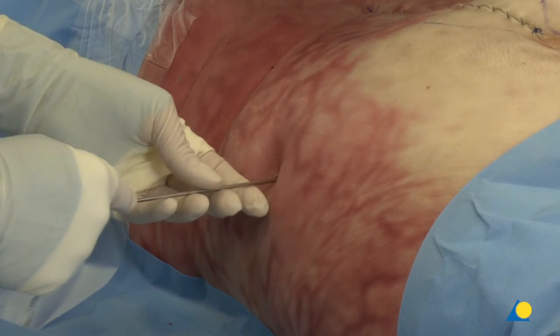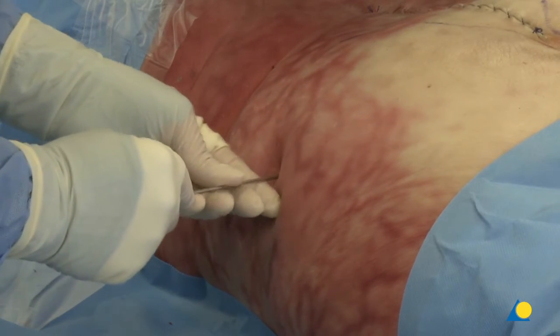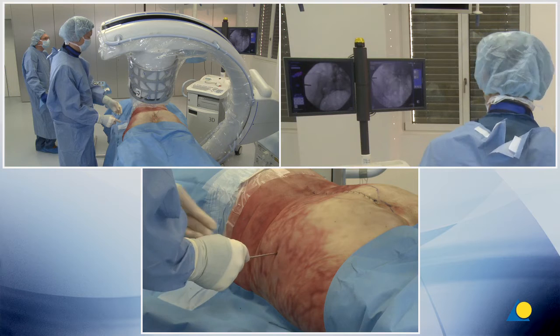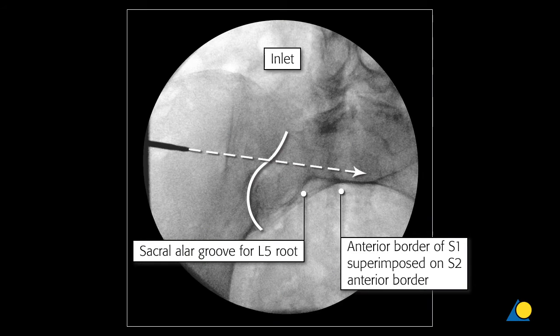The guide wire is inserted down to bone and a C-arm image taken in the inlet view to assess its position. For an iliosacral screw for the sacroiliac joint, it is necessary to place the guide wire almost perpendicular to the joint so that on the inlet view it will be aimed into the S1 body.